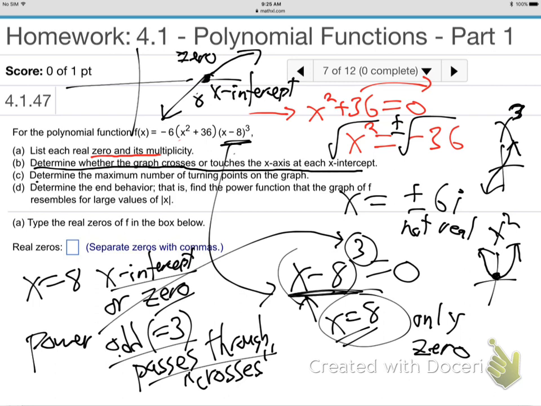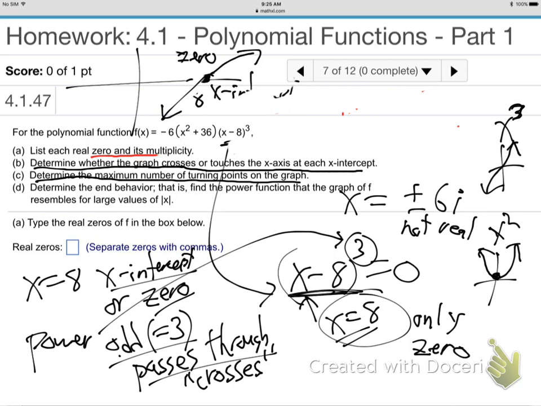Next one, determine the maximum number of turning points on the graph. Okay, so what is the maximum number? Did I give you that formula? Remember that? I know you guys probably weren't thinking much about it. You were focused on the test, of course.